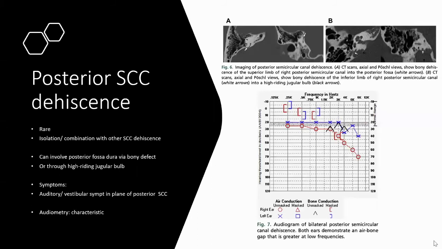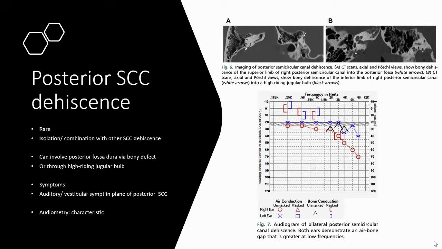Okay, so we're going to move on to posterior semicircular canal dehiscence. And this one particularly is rare. It can occur in isolation or in combination with other semicircular canal dehiscences, but by far the more common one is the previous one that we described. If you could just kindly mute your microphone, that would help us.